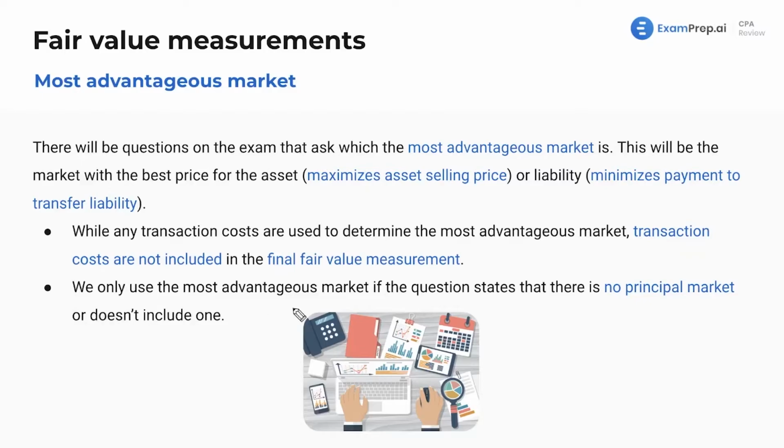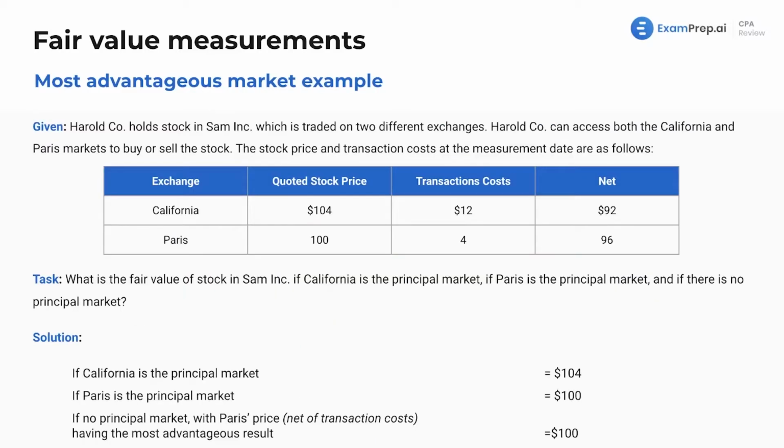We only use the most advantageous market if the question states that there is no principal market. So if the question says the principal market is the New York Stock Exchange, well, we're not going to use the most advantageous market process. All right, now let's see what we mean and finish up with a nice question.